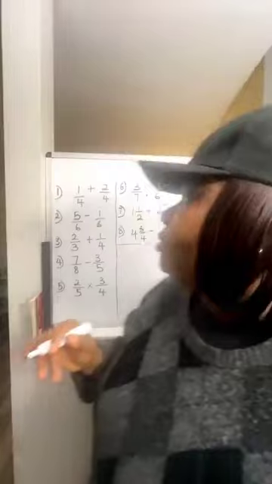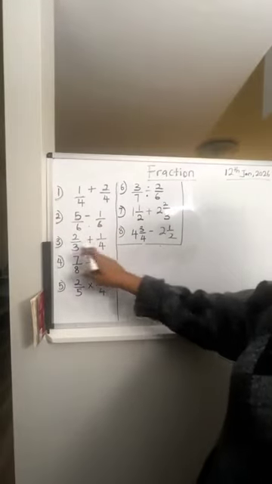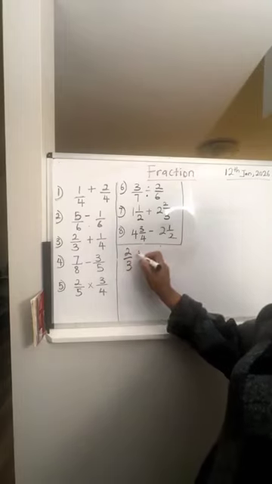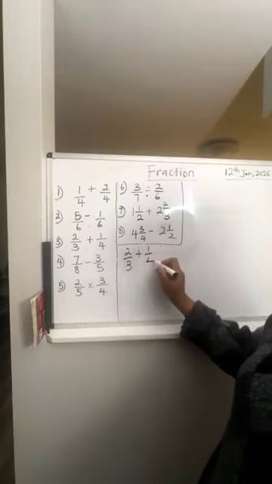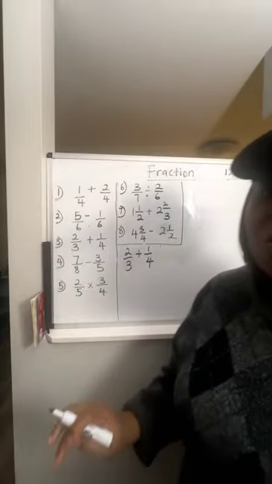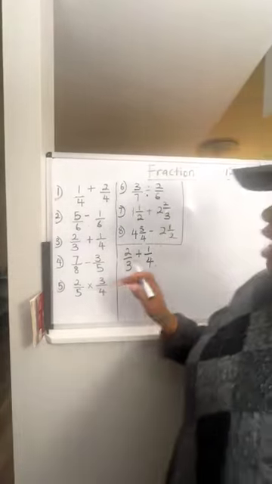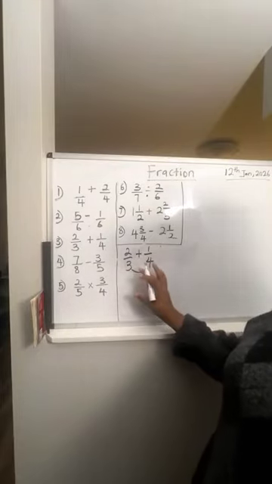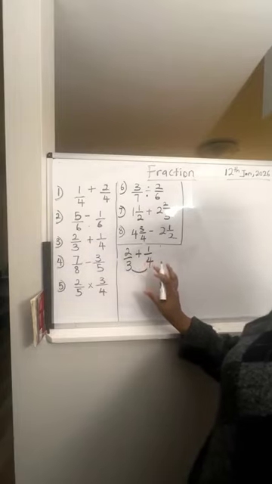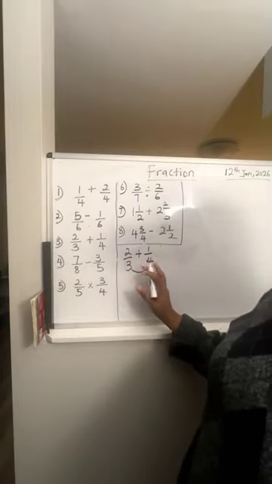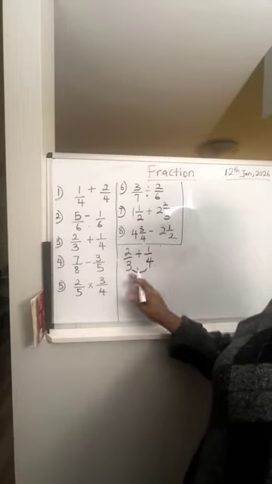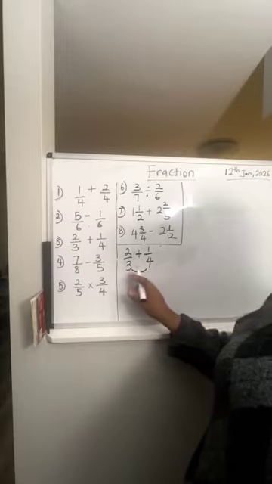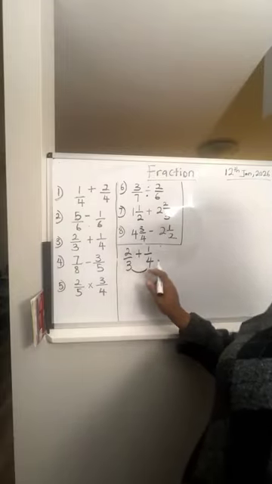Now, let's take number 3. Number 3, we have 2/3 plus 1/4. This is where it becomes a little bit tricky. You can see that they have different denominators. So when a fraction has different denominators, we are going to take it a little bit differently. What do you have to do here? You have to find the lowest common multiple of these two numbers.